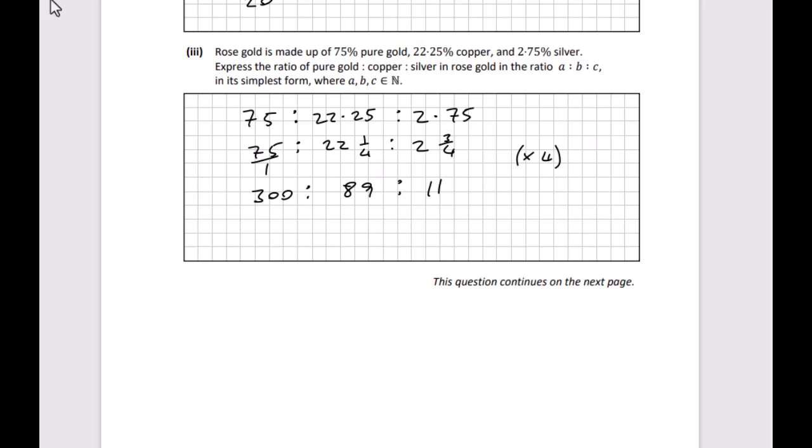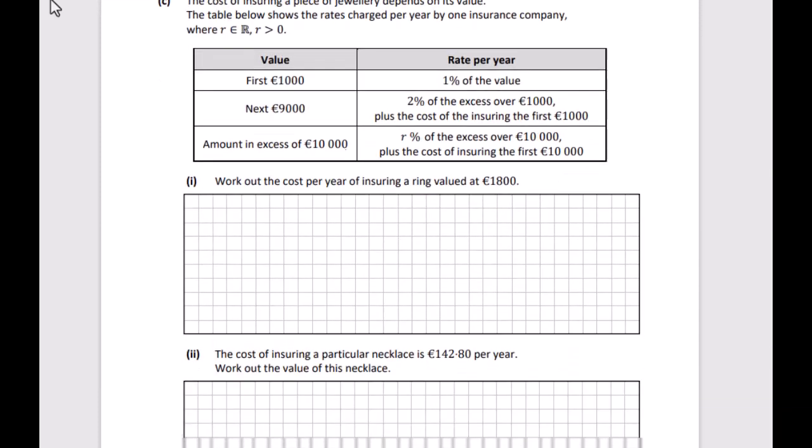We have A, B, and C, and they are all natural numbers, so that's it. Okay, so let's look at C then.